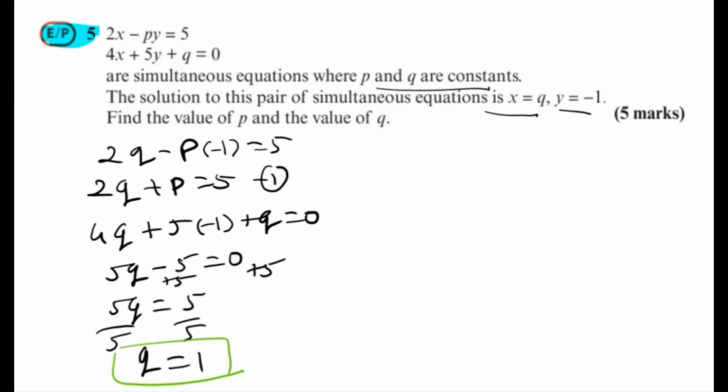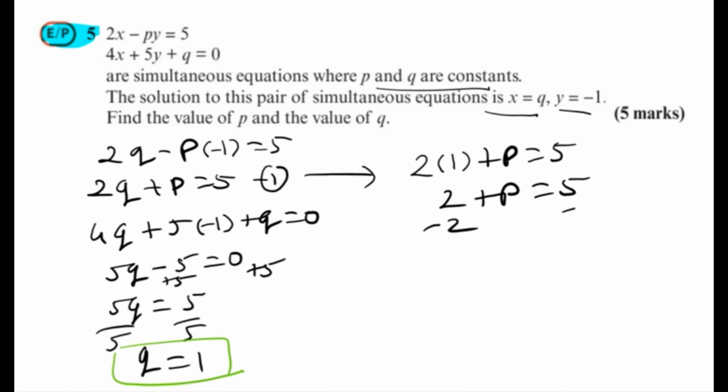This value of q you can substitute here in equation 1. Okay, so let's see here. 2 into 1 plus p is equal to 5. So 2 plus p is equal to 5. Minus 2, p is equal to 3. That's it. So you find the value of p as well. So we found the value of p and q.